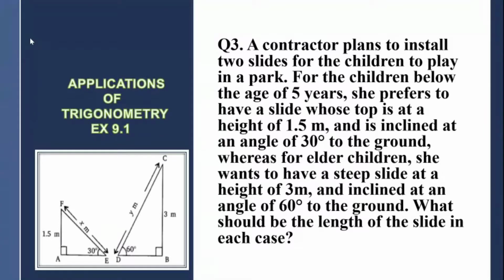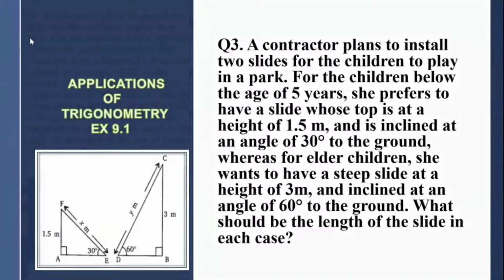A contractor plans to install two slides for the children to play in the park. For the children below the age of 5 years, she prefers to have a slide whose top is at a height of 1.5 meters and is inclined at an angle of 30 degrees to the ground. Whereas for the elder children, she wants to have a steep slide at a height of 3 meters and inclined at an angle of 60 degrees to the ground. What should be the length of the slide in each case?